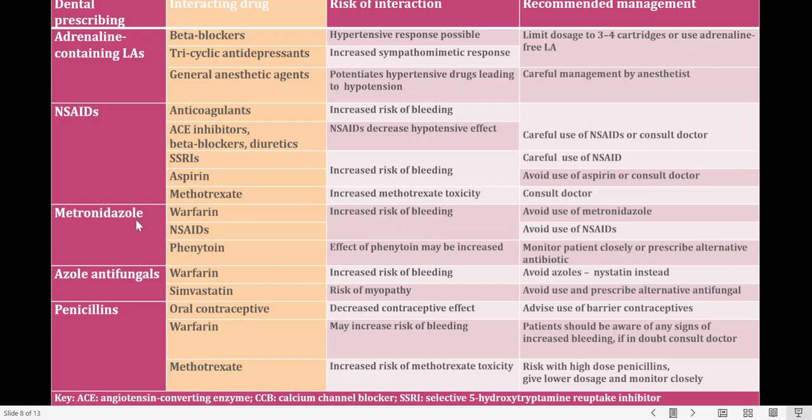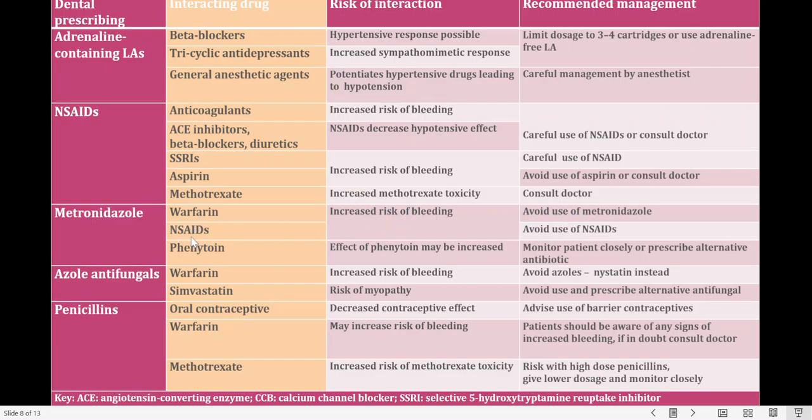Now we come to metronidazole. This antibiotic is used for the treatment of many anaerobic infections, like, for example, pericoronitis, necrotizing ulcerative gingivitis, and periodontitis. Therefore, the use of this antibiotic should be reconsidered if the patient is taking warfarin, because it potentiates the effect of warfarin, leading to increased risk of bleeding. Therefore, metronidazole has to be avoided, and it should be replaced by another antibiotic.